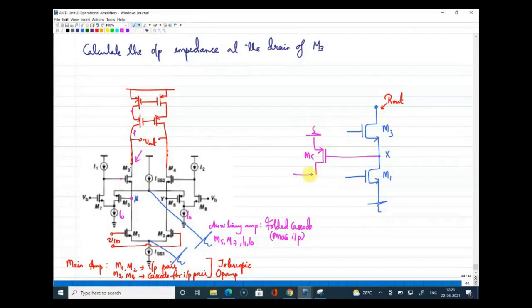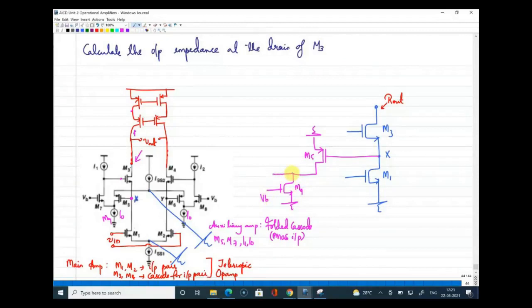Now from the drain of M5, you have another current source I0 to ground. So I am just keeping a transistor there just to find the impedance. I0 transistor, I am numbering as M9. So this is the M9 transistor. This is suitably biased VB.